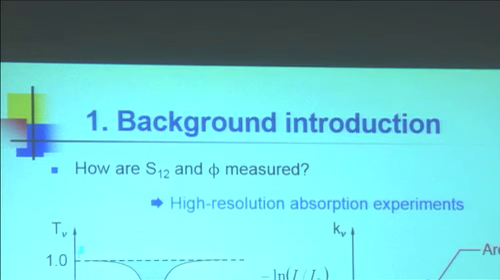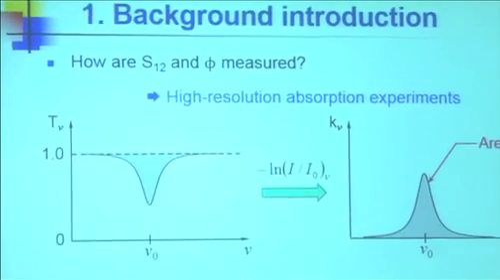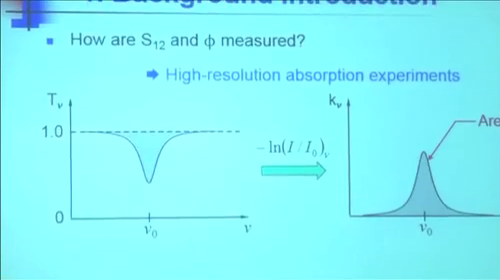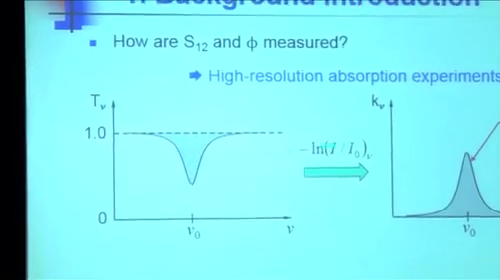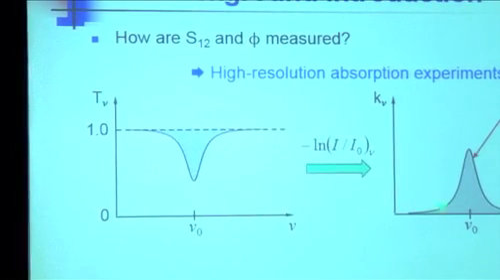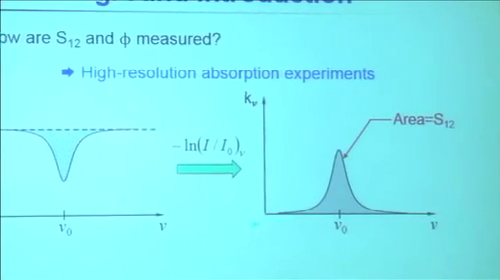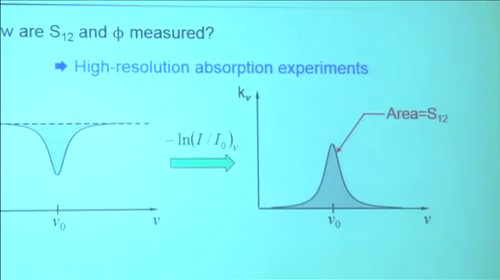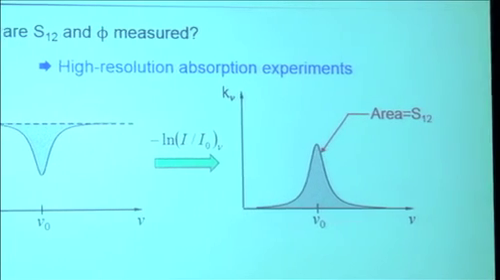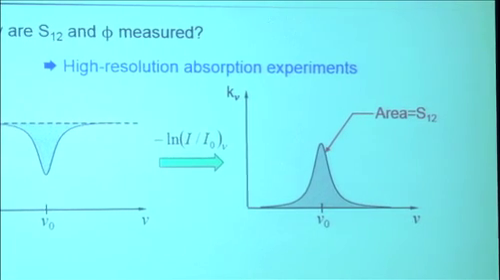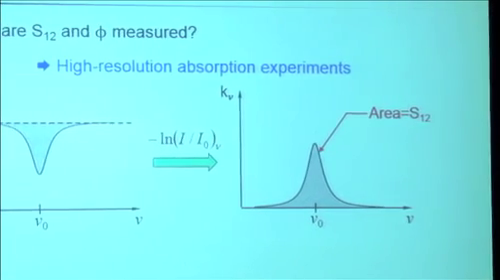So somehow you do an experiment in which you actually measure the shape of this line. And then you use Beer's law to invert it and convert it from transmission to the spectral absorption coefficient. What's the area under that curve? The area under that curve would be S. But the shape is what I'm after.